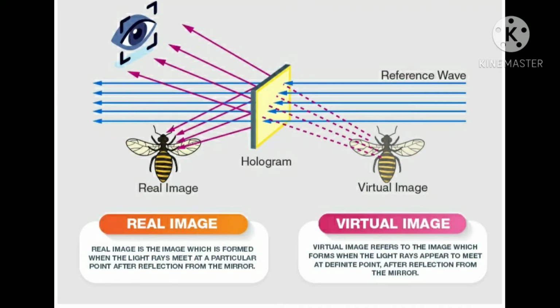Next we will see real image and virtual image. Real image: if light rays coming from an object meet after reflection, then the image formed will be real and inverted, and this image can be produced on a screen. But if light rays coming from an object do not meet but appear to meet when produced backwards, then the image will be virtual and erect, and it cannot be produced on a screen.